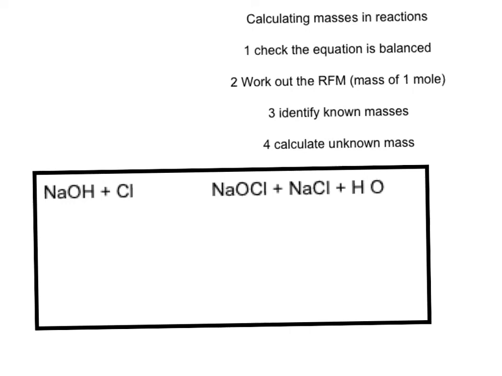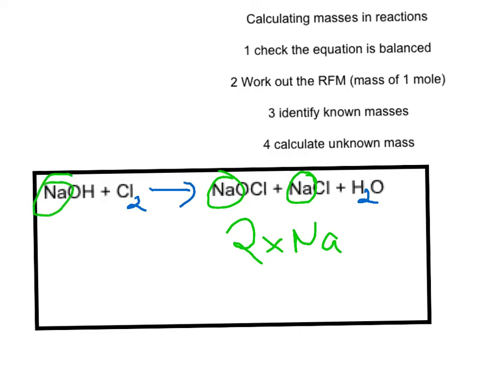Okay, so here's the first equation that we are going to balance. So the first thing to do is to check whether everything's right. It's not, so we need to make it into H2O and Cl2. And then on the right hand side of the equation, we've got 2 times Na, 1 there, and 1 there. Whereas on this side we've only got 1.